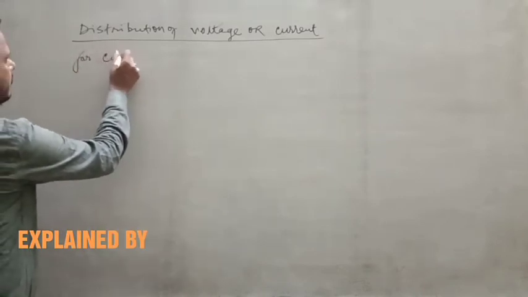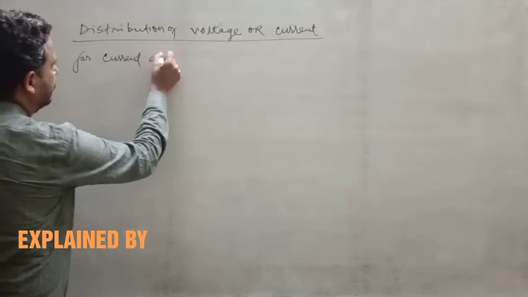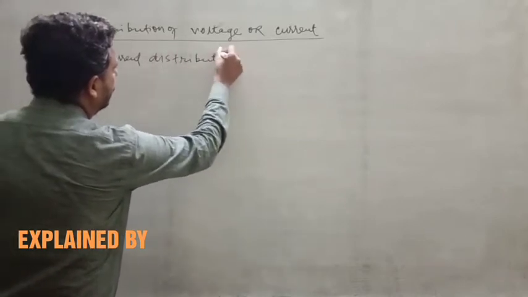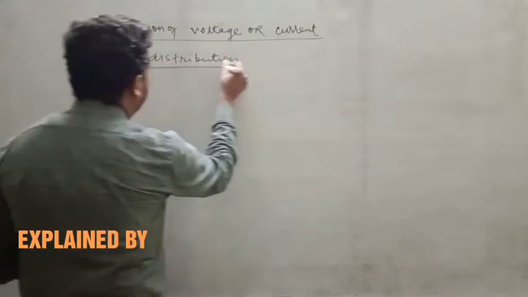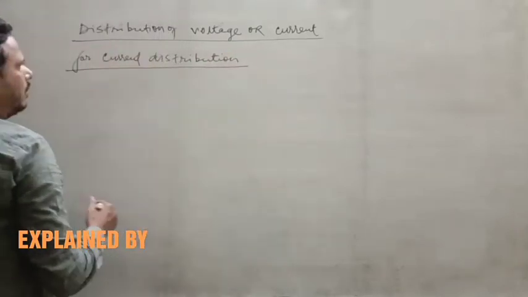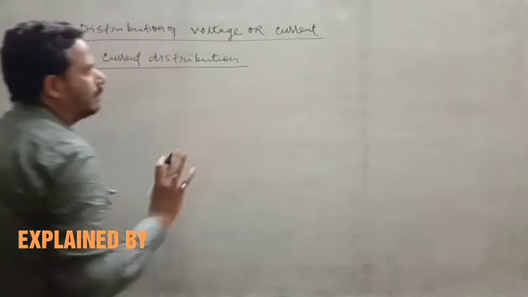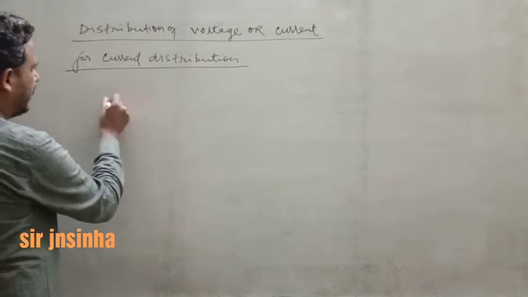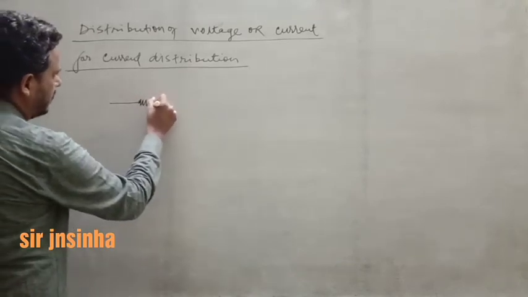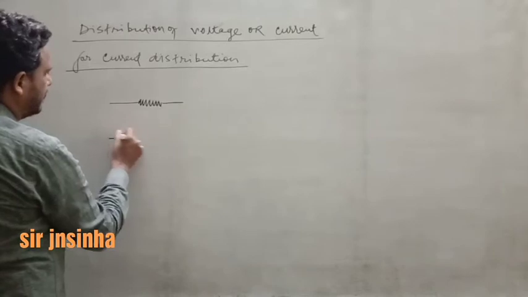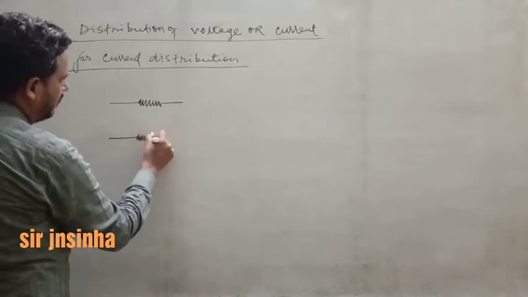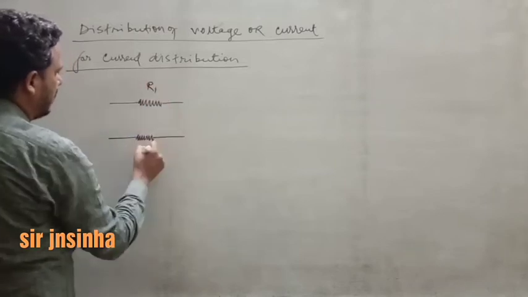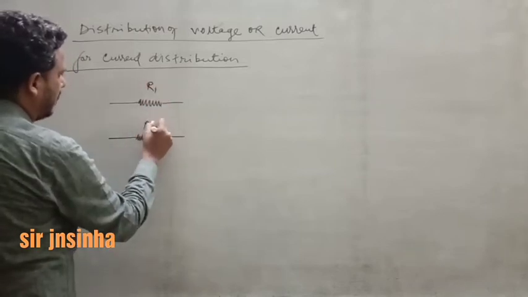For current distribution, you need a parallel circuit diagram. Here I am going to take a simple circuit that consists of two resistors. Suppose this one is R1 and this one is R2.